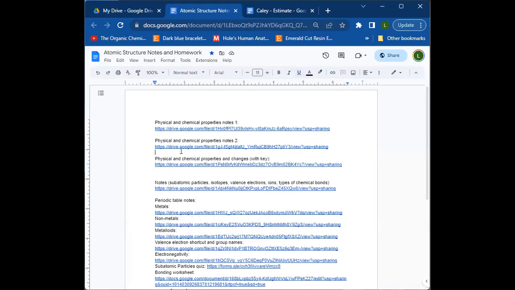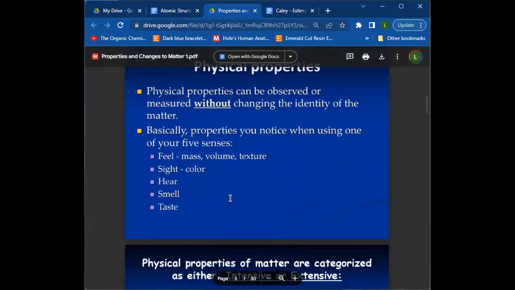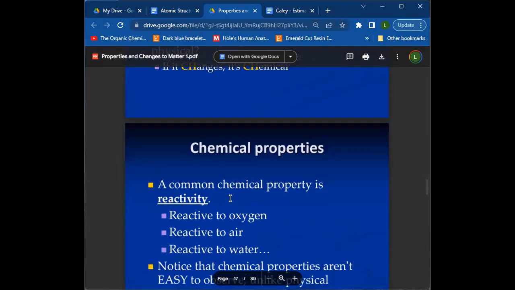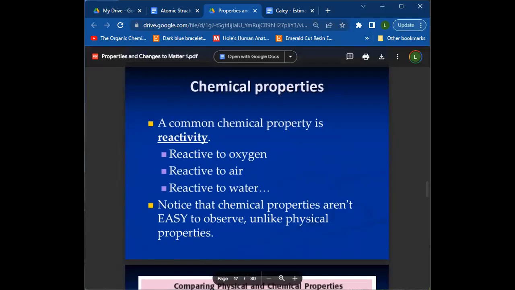Okay, let's go to a new set of notes and also look at more examples of chemical properties and then physical versus chemical changes. So for the chemical properties, like I said, a common chemical property is reactivity. So reactive to oxygen, reactive to air, reactive to water. And chemical properties are not easy to observe, unlike physical properties, in that they require a chemical reaction.